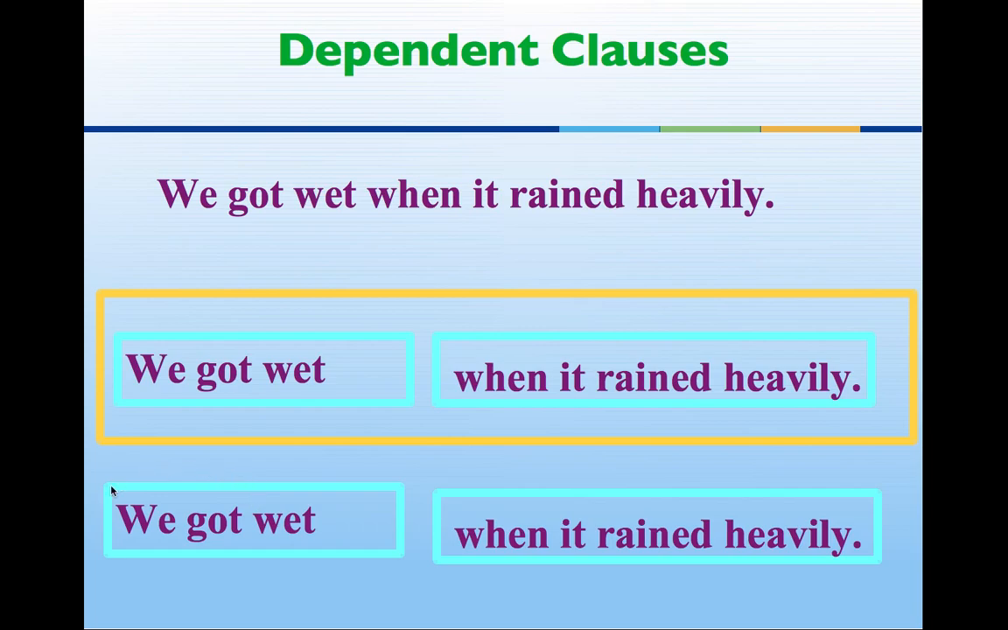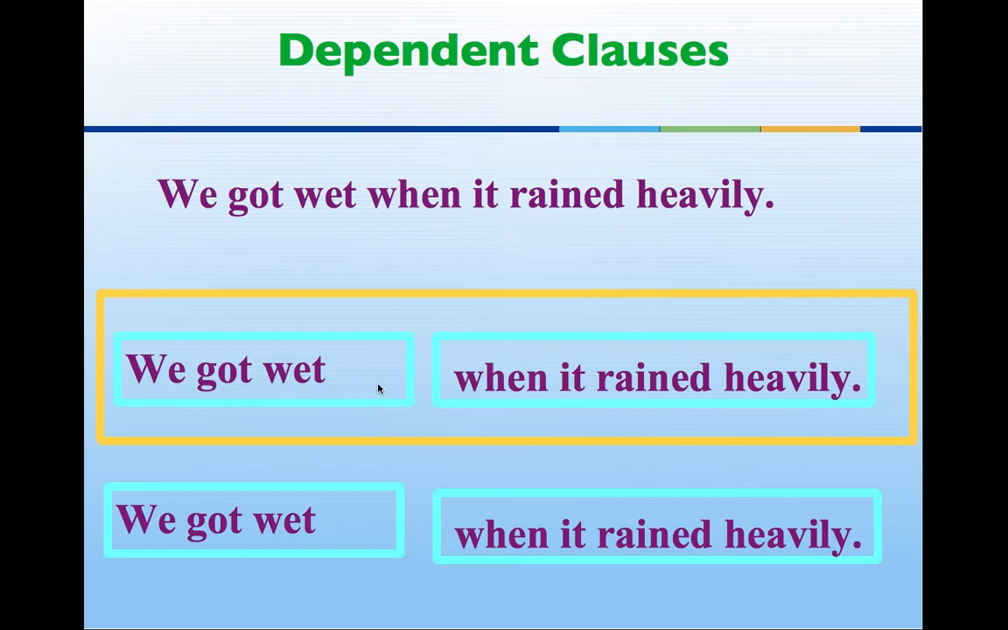That's why we got wet is an independent clause, because it does not depend on this one. It can stand as a sentence on its own, and this part does not stand on its own, rather it depends for its clear meaning or clarification on the first part. That's why we call it a dependent clause. So when we join dependent clauses with independent clauses, we use subordinating conjunctions.